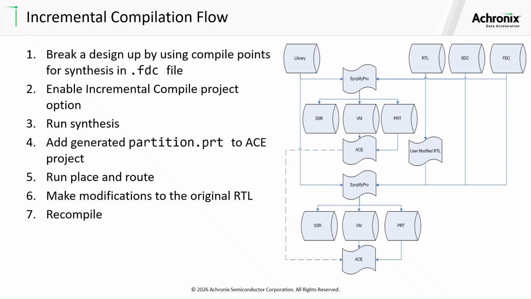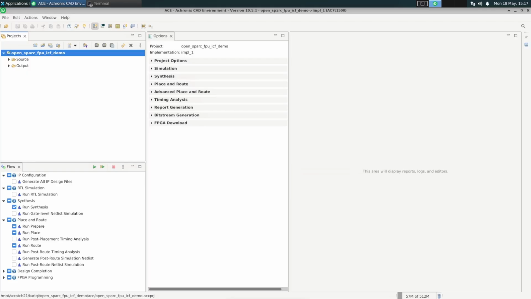After that, for any subsequent changes to the original RTL, when compilation is rerun, only the partition or partitions that contain the changed RTL will be recompiled, while all other partitions will be preserved from the previous compilation. This minimizes the time it takes to make incremental changes to existing RTL, while also minimizing perturbations to existing design implementations in ACE. Let's begin the incremental compilation demo.